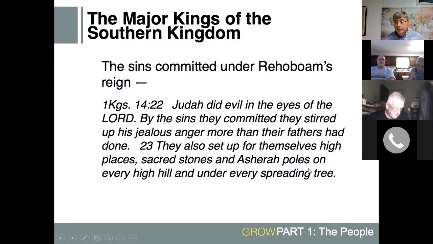They also set up for themselves high places, sacred stones and Asherah poles on every hill and under every spreading tree. So here you have, this is the south now. This is not the north. This is the south in Judah, where you have the temple, the Ark of the Covenant. You have the real worship of Yahweh going on, but they're also now setting up high places, Asherah poles. They're serving other gods alongside of serving Yahweh.